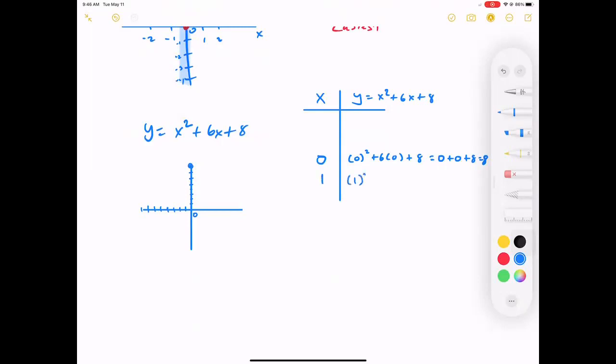1 squared plus 6 times 1 plus 8. Now, hopefully you caught what I did here. Every time I have an x, that's when I'm going to plug in my new x. So x squared means I'm going to write 1 squared plus 6 times x means 6 times 1 plus 8. We'll do the math. 1 squared is 1, 6 times 1 is 6, plus 8 is 7 plus 8 is 15.